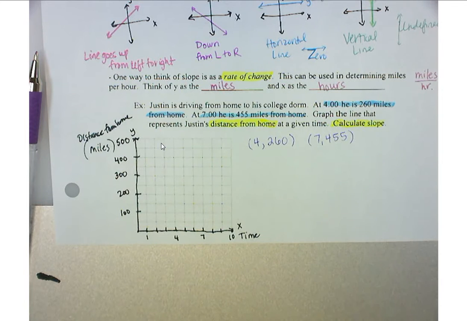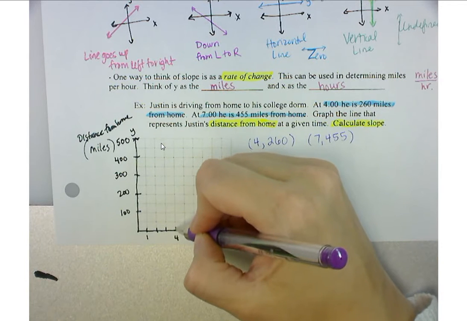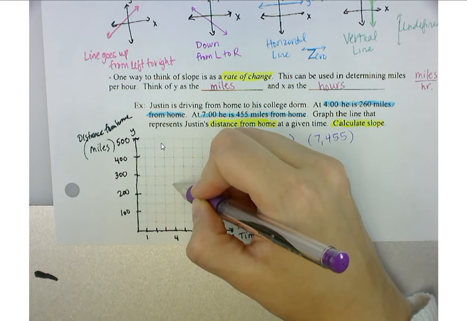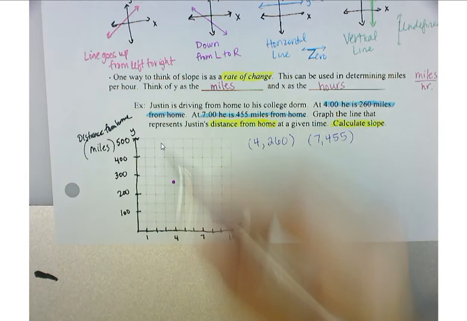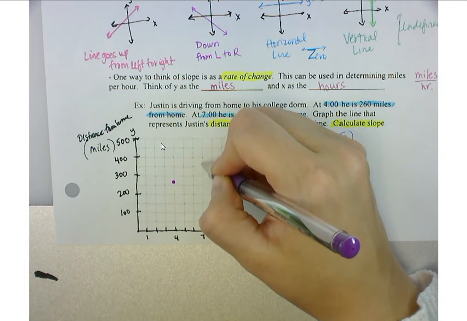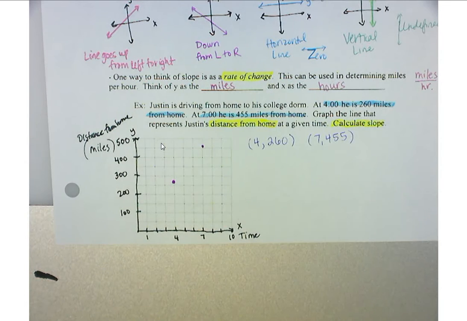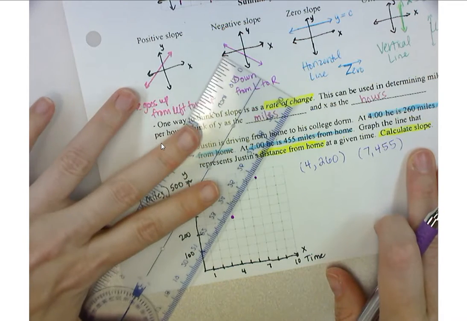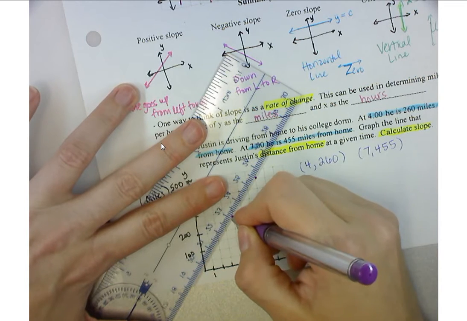So now I can plot my 2 points. So I have 4, 260, so I'm going to estimate. I know that this right here is 250, so 260 is going to be a little bit above that. And then 7, 455. So again, this is 450, so that's going to be really close to that line. And then I'm going to use my straight edge to go through those points. And then you do want to just span your entire graph.